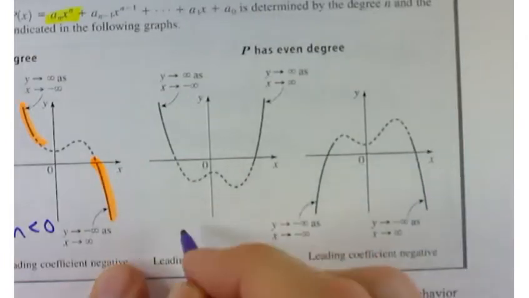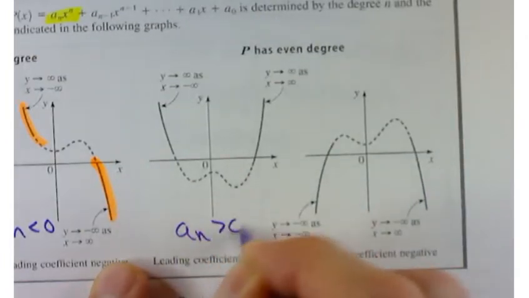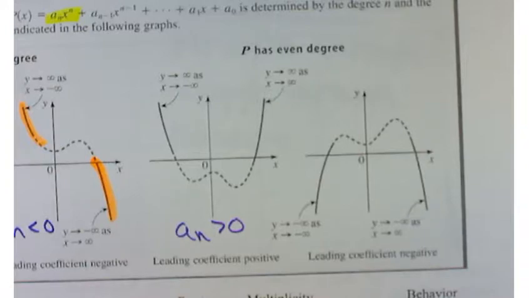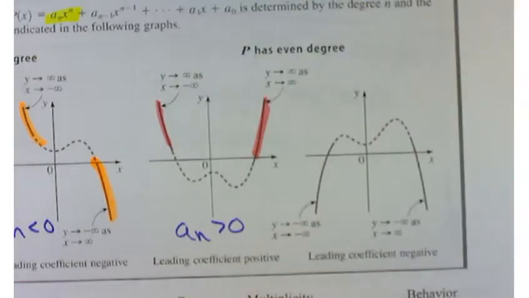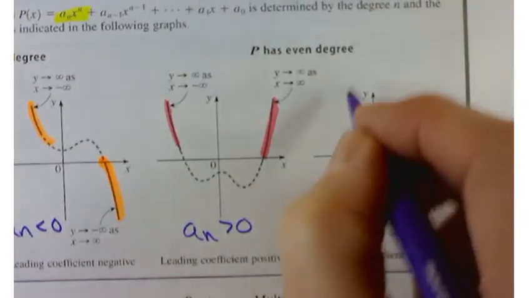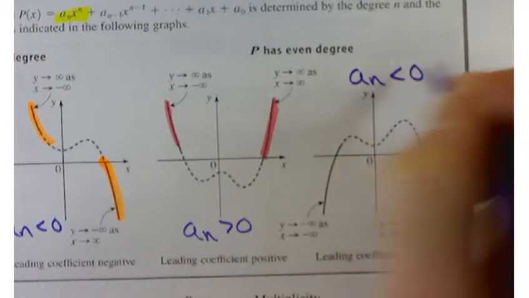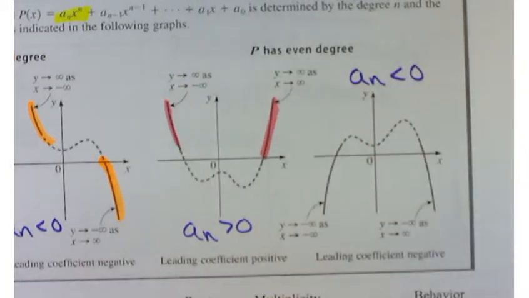If you have something that's even, a sub n is greater than 0, think of a parabola. Eventually, it's going to open up to the left and up to the right. It's going to have that kind of behavior. Again, you're looking at the end behavior. And finally, if you have a negative in front of this, that negative is going to flip your graph. So this is when a sub n is less than 0. Your graph's going to open down.